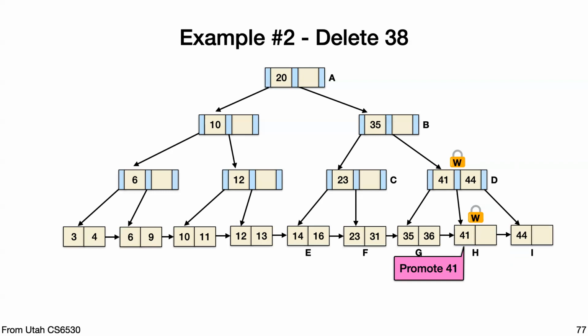And because we have the write locks on both of these, we can just delete it. And we do have to now promote 41 up here. We keep this node down here. This used to have 38 and 41. Now 41 becomes the new pivot.